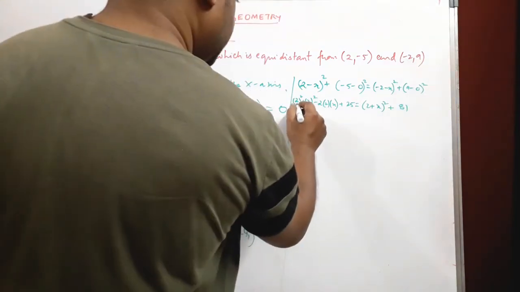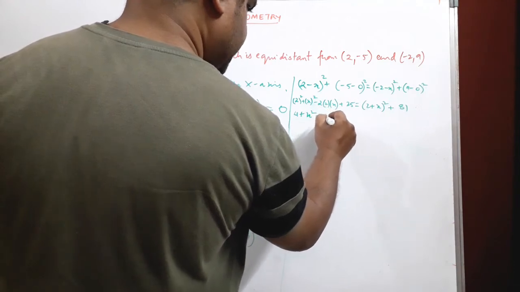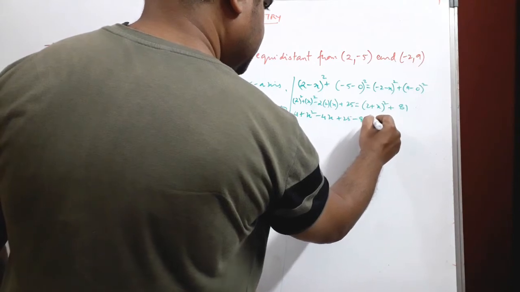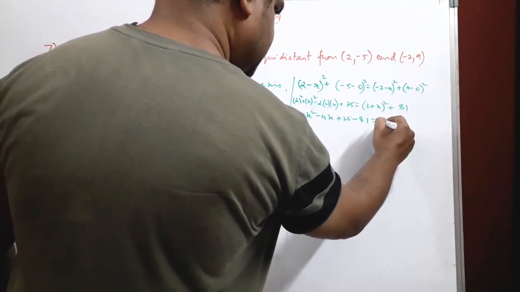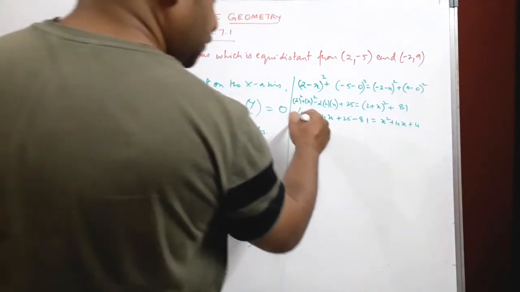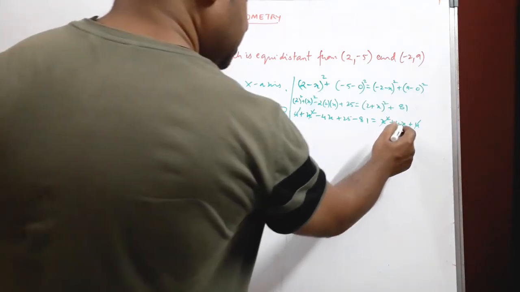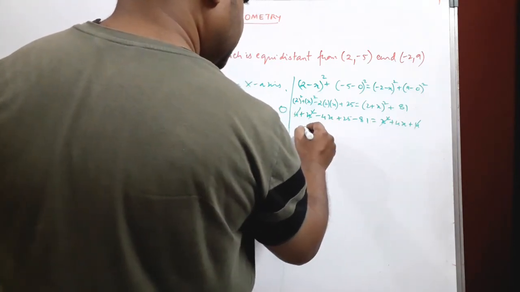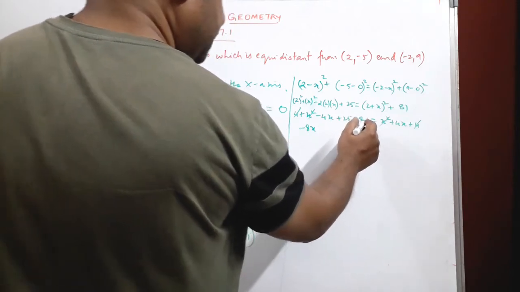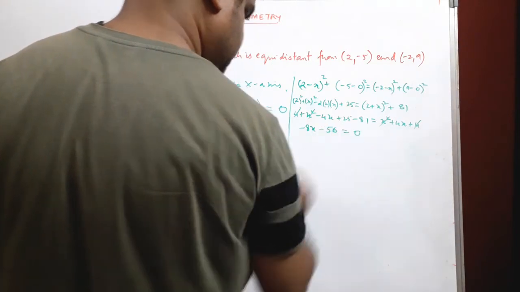So solving further, 2 square is 4, x square minus 4x plus 25. I'll bring 81 on this side, so it will be minus 81, and I'll expand this. X square plus 4x plus 4. 4 and 4 will cancel, x square and x square will cancel, 4x will come on this side, it will become negative 8x, and this will be plus 25 minus 81 gives us minus 56 equal to 0.